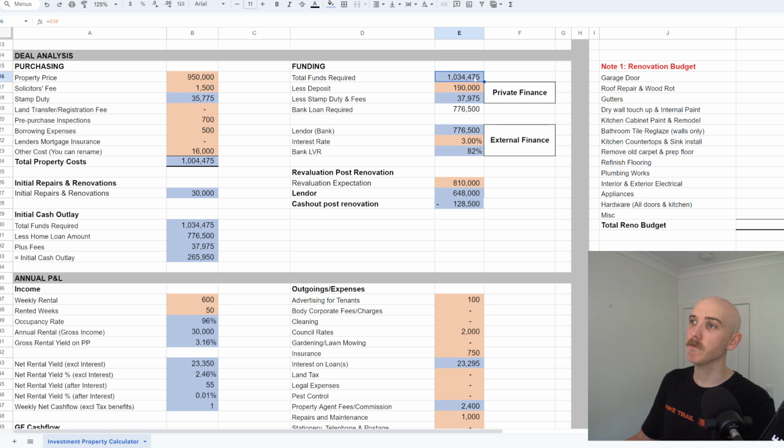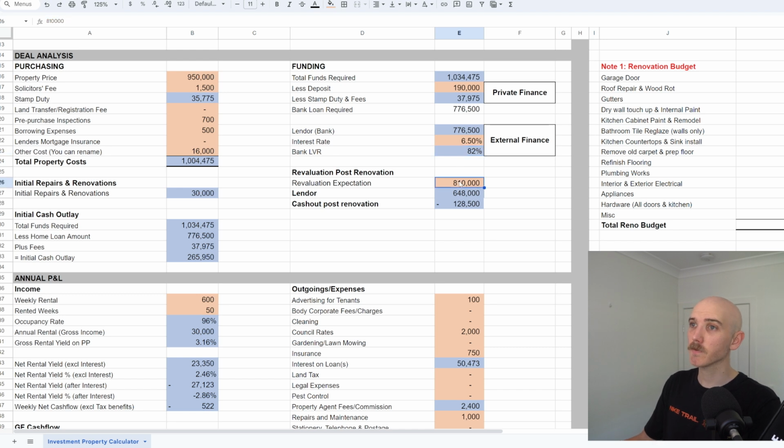So this shows you for $1,034,000 required, you might want to put down a 20% deposit of $190K. It will then calculate that you need a bank loan of $776,000. Now, the interest rate of 3% is going to be very unrealistic at this point, so you might want to put in 6.5%. And that'll give you a bank LVR of 82%. So you can play around with the numbers to make sure it stacks out to what you want to see.